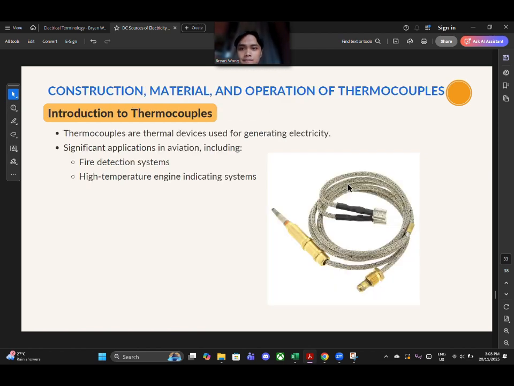Next. We have learned about internal resistance. Now let's jump into the introduction to thermocouples. Thermocouples are thermal devices used for generating electricity. The significant applications in aviation include fire detection system and high temperature engine indicating system.